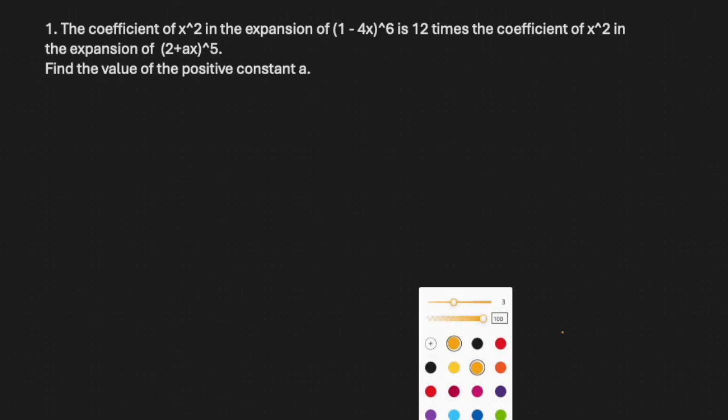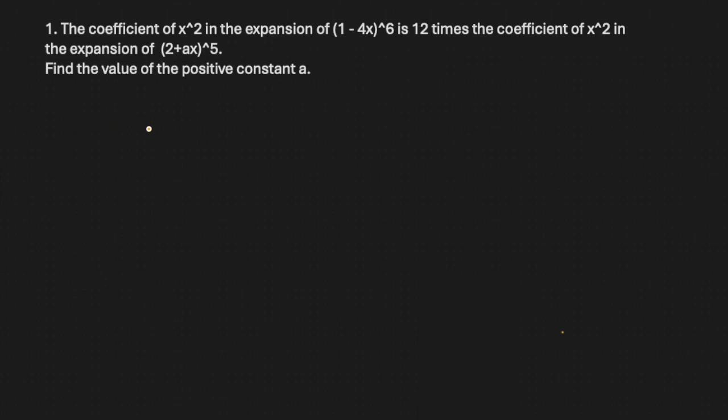Let's get started with question number 1. The coefficient of x square in the expansion of (1 minus 4x) to the power 6 is 12 times the coefficient of x square in this one. So both of them are different, so let's expand them separately. Let me expand (1 minus 4x) to the power 6 here and (2 plus ax) to the power 5 here, and as a result we have to find the value of the positive constant a.